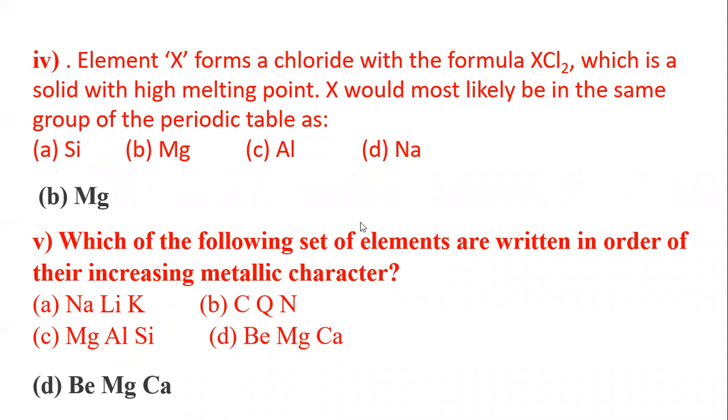Then go to the next question. Which of the following set of elements are written in order of their increasing metallic character? You know metallic character: when you move from left to right, it will decrease. And when you move from top to bottom in groups, it will increase.